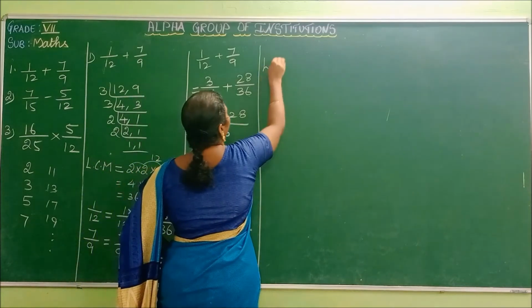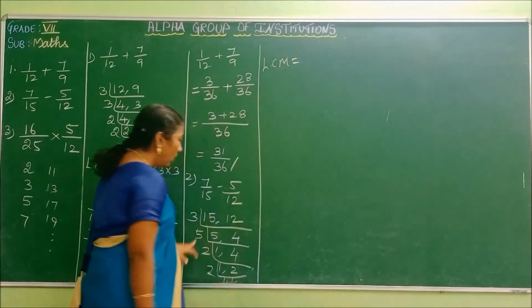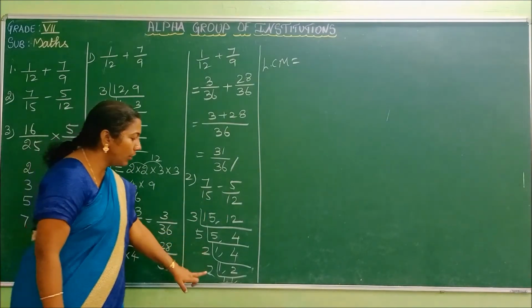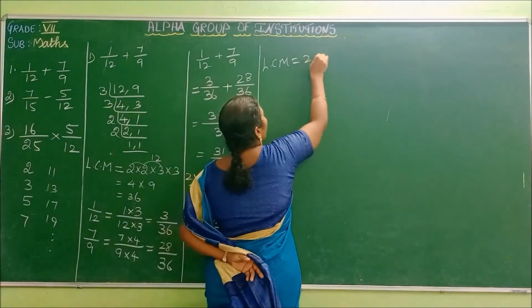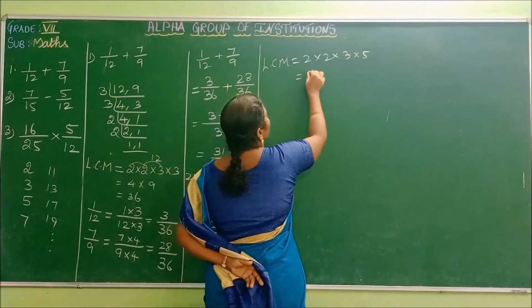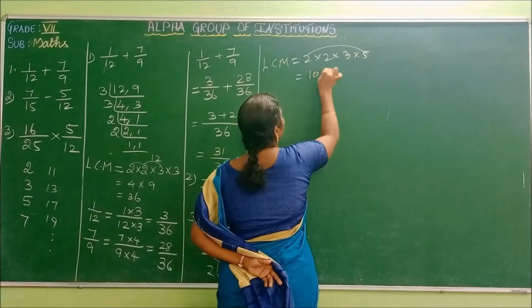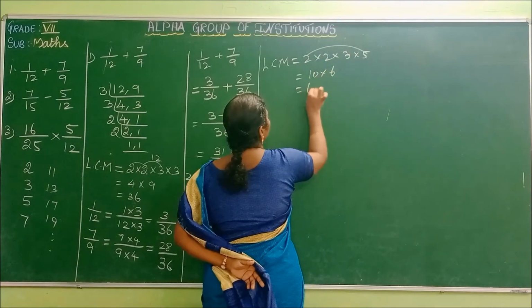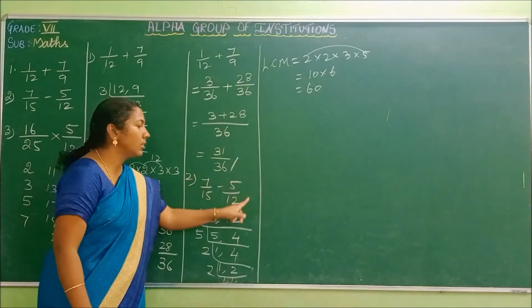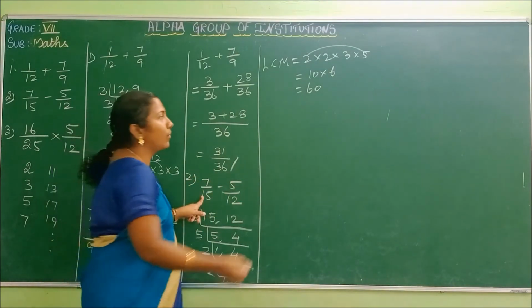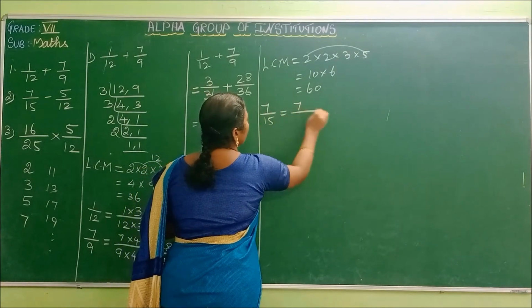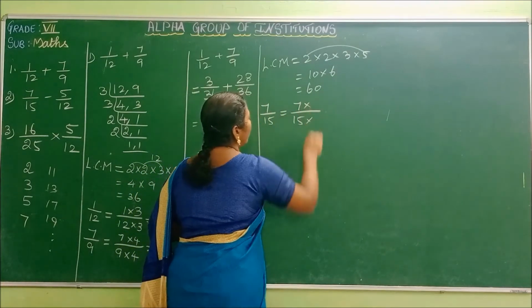So the LCM of 12 and 15: 2 into 2 into 3 into 5. 5 2s are 10, 3 2s are 6. So the LCM is 60. Do we understand, children? Now we are going to convert these two fractions into their equivalent fractions. So 7 by 15 is equal to 7 by 15 into 15.